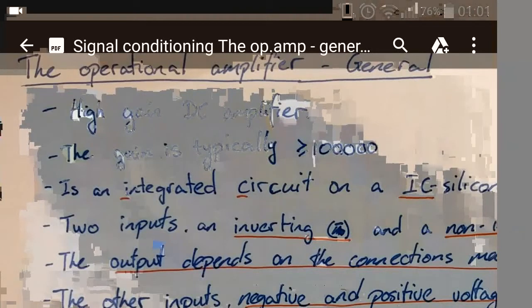Operational amplifier in general, it has a high gain and is used for signal conditioning. The general operational amplifier has high gain, and this DC amplifier, the gain is typically around or above 100,000. It comes as an IC chip or integrated circuit.